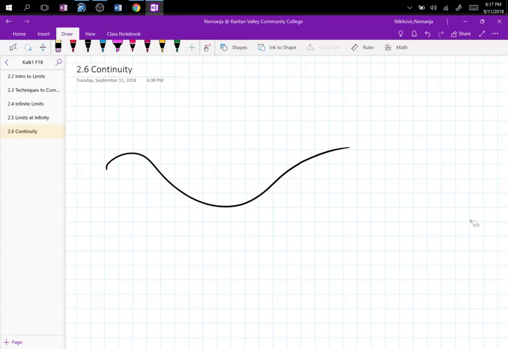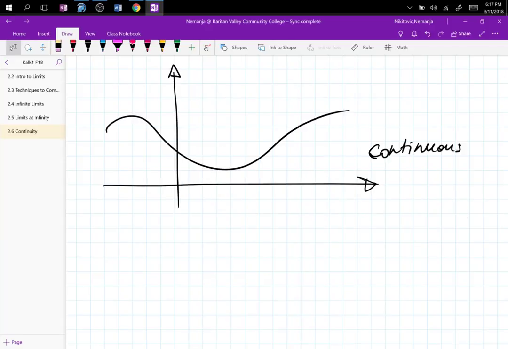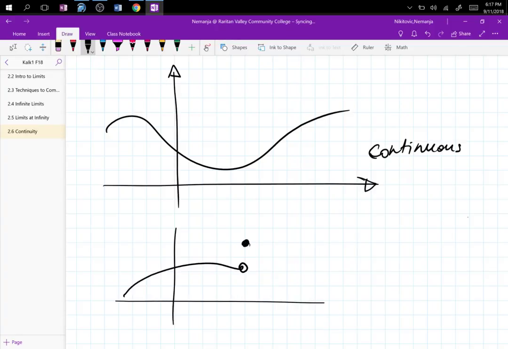So yeah, this line, right, which sits in some xy coordinate system somewhere, is a continuous function because it's just one continuous stroke. So continuous. And say like this, discontinuous.